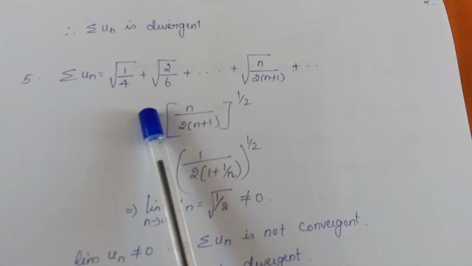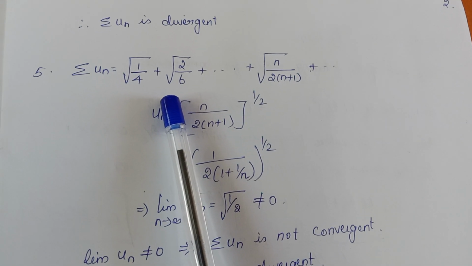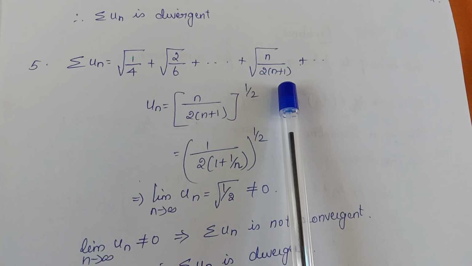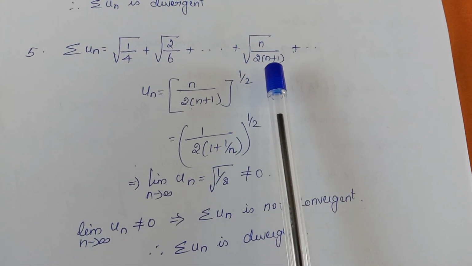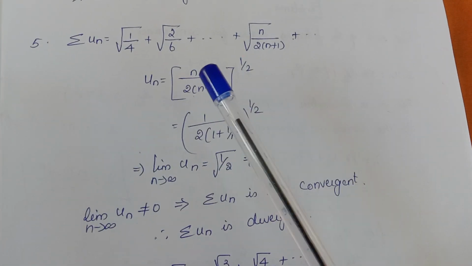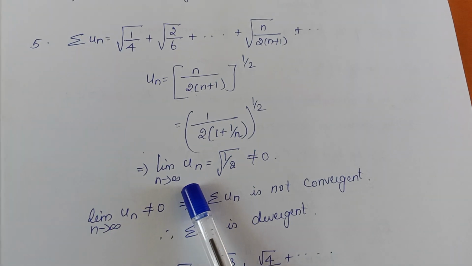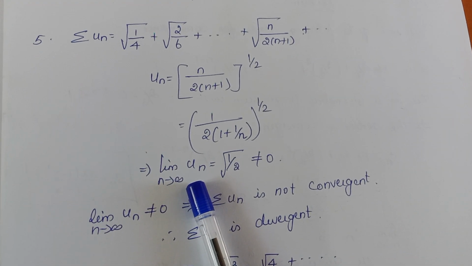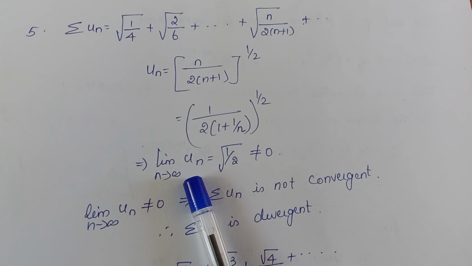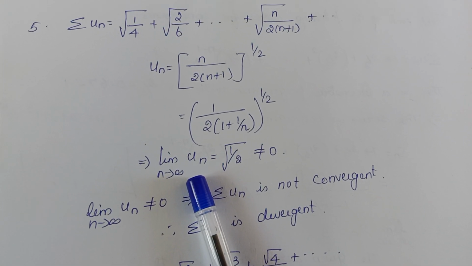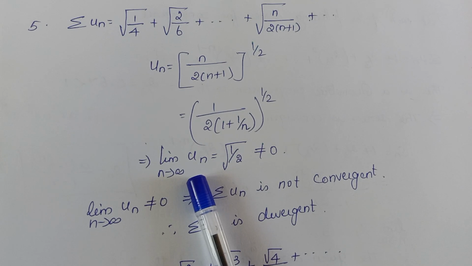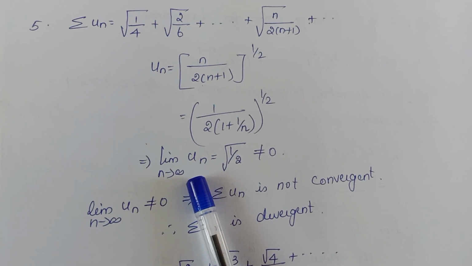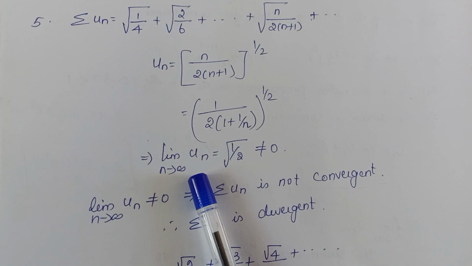The next series is square root of 1 by 4 plus square root of 2 by 6 plus etc., square root of n by 2n plus 2 into n plus 1. Here, this is the nth term, no? You check limit n tends to infinity un. We have a theorem that if we have a convergent series, then limit n tends to infinity un must be equal to 0. But the converse is not true, right?